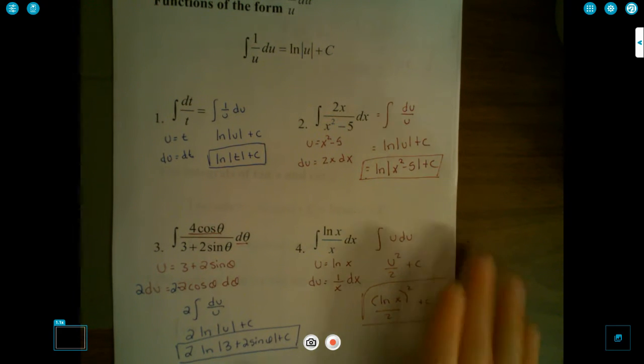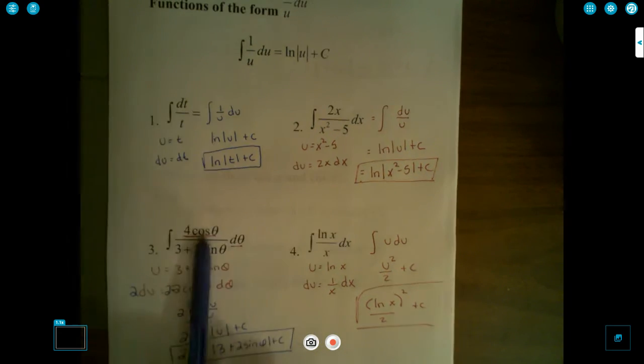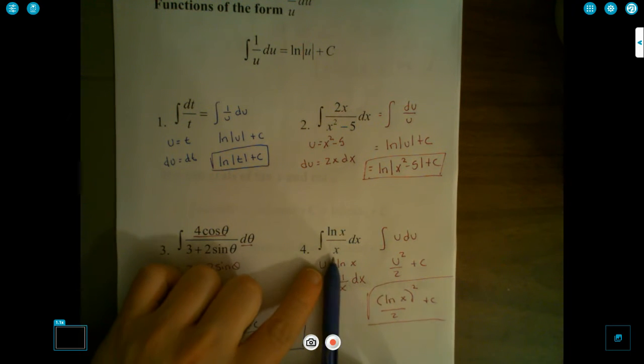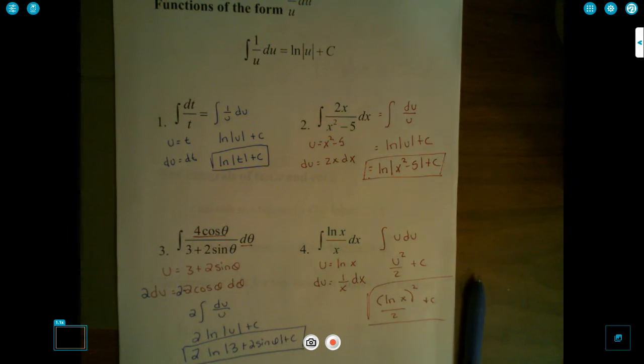Okay, for number 4, we get in the habit of just saying, hey, the denominator is u, but remember, the reason we're doing that is because the derivative of the denominator shows up in the numerator. For this one, if I let x be u, derivative of x is just dx. I have this ln x here I can't do anything with. Okay, so I'm going to go ahead and let the numerator, in this case, be u. So u equals the natural log of x. Go ahead and take the derivative. I get du to equal 1 over x dx, which when I look at it, matches up perfectly.